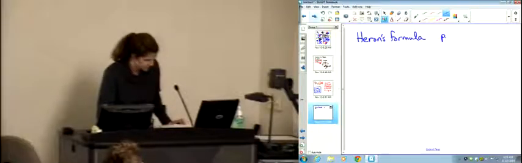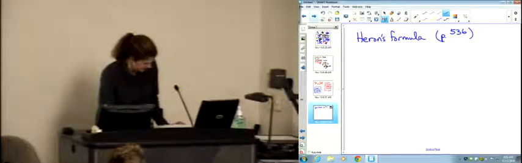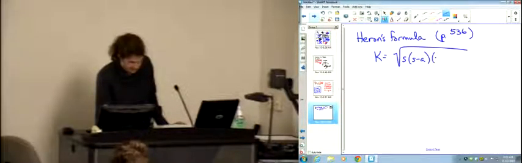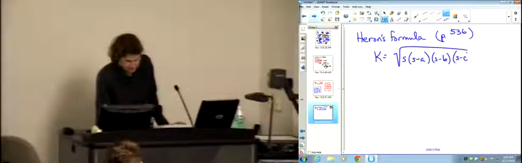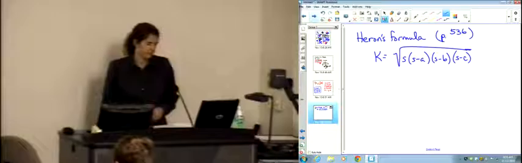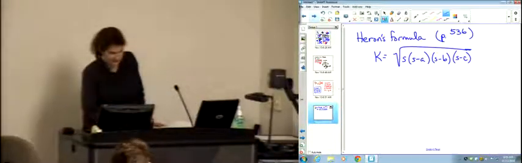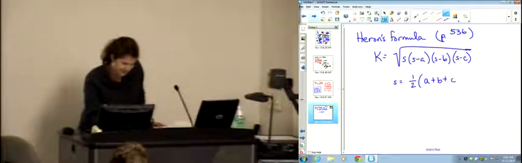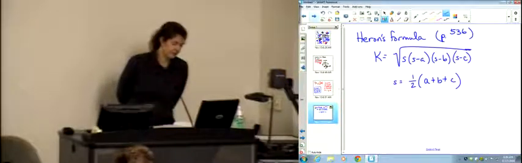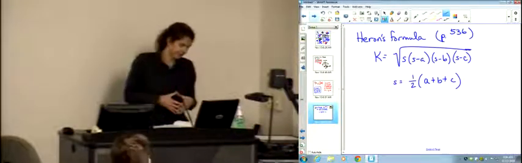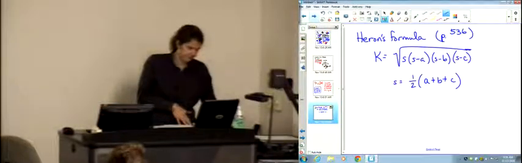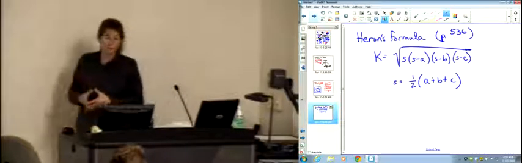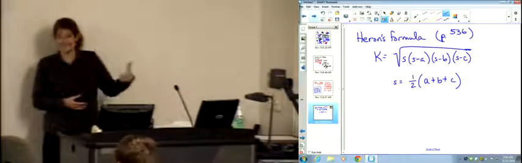It's in your textbook over on page 536, and it looks like this. Area equals the square root of S times S minus A times S minus B times S minus C. You're going to have to know what S is, though. S is going to be one half of the sum of all the sides. And then we plug it into that formula to find the area. So this formula can be used to find the area of a triangle where we know side, side, side.